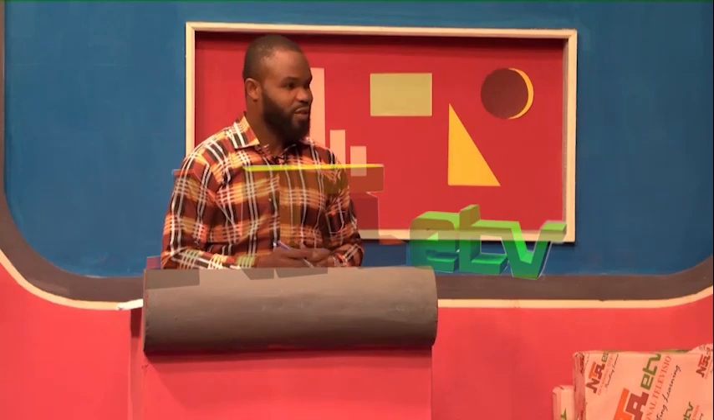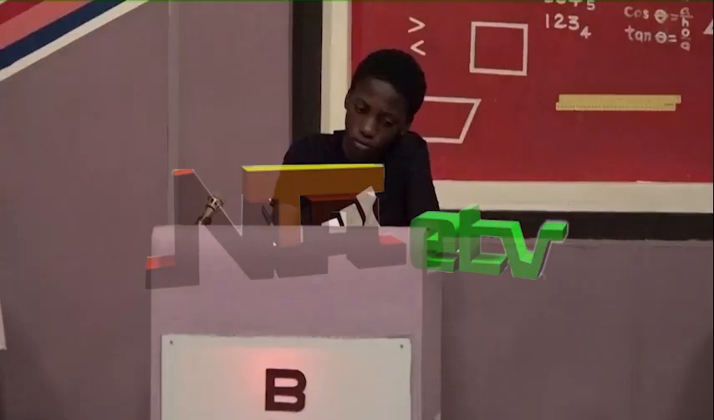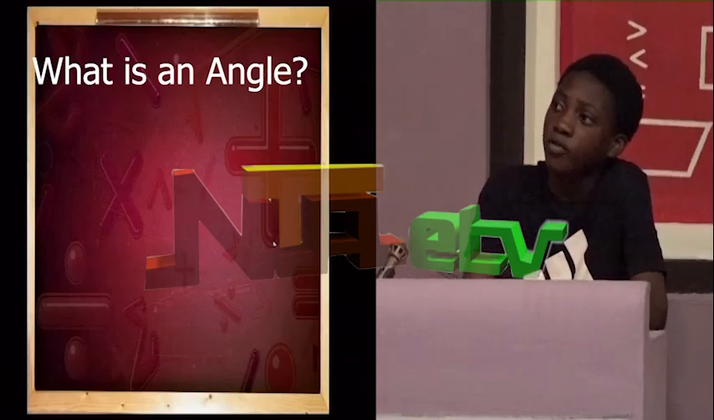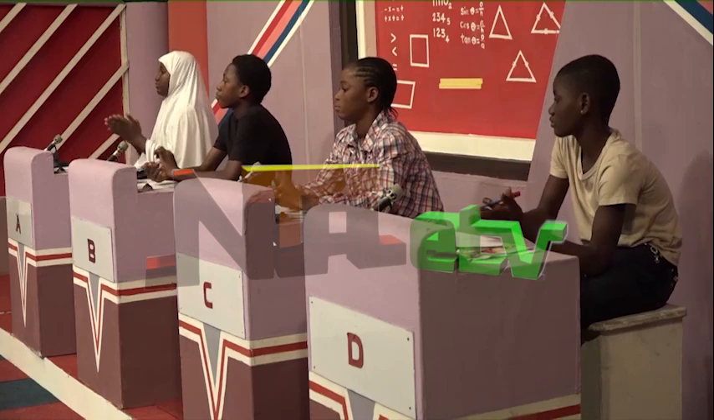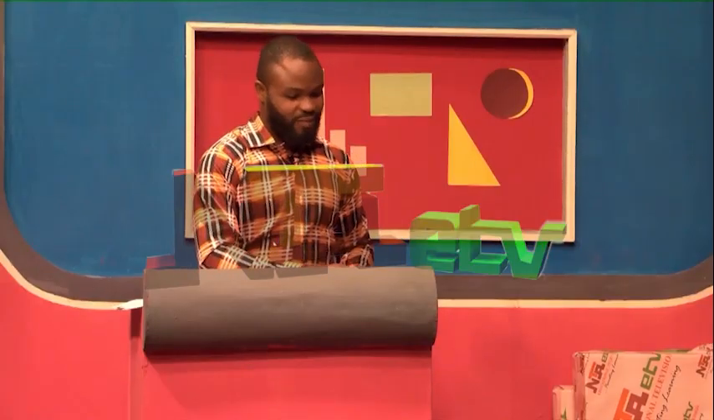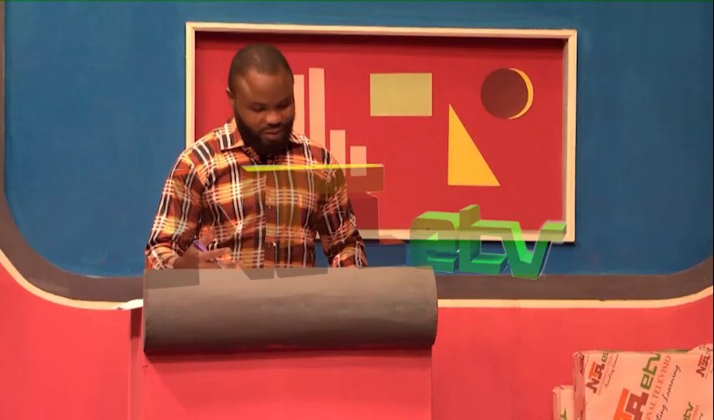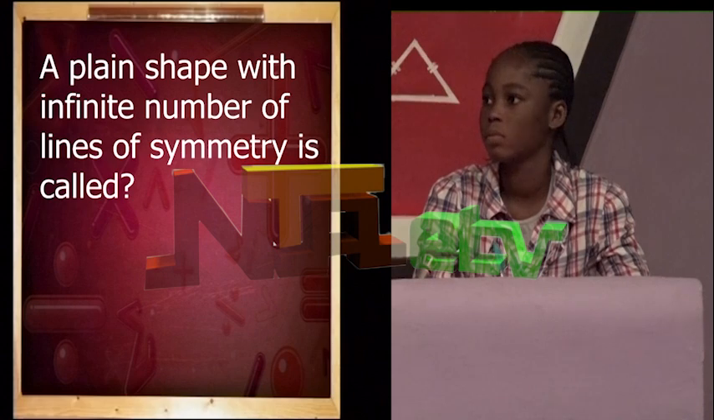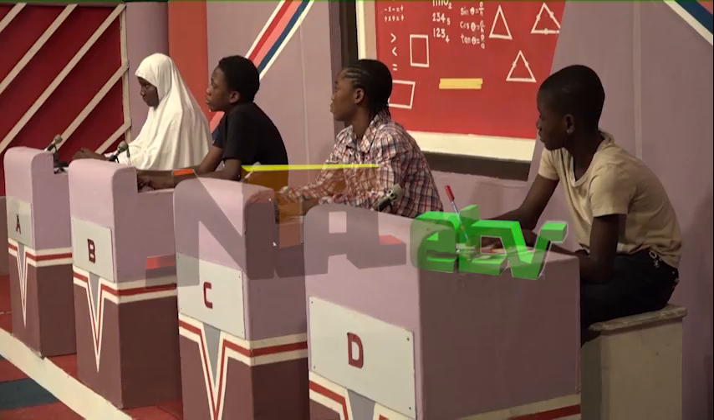Contestant B, your question. Question number 1. What is an angle? An angle is the amount of degrees that a shape has. An angle is a figure formed by two rays with a common end point called the vertex. Contestant C, your question. A plane shape with infinite number of lines of symmetry is called what? Scaling. Bonus, contestant B. Circle. And that is correct.